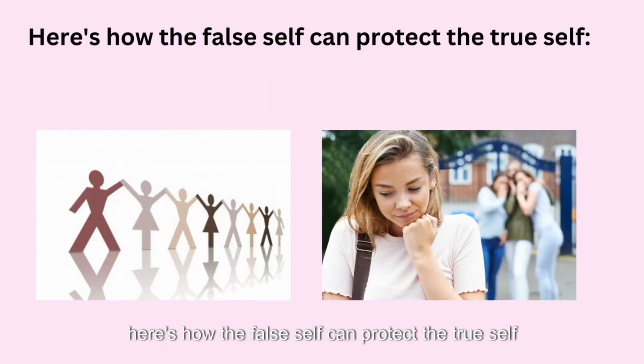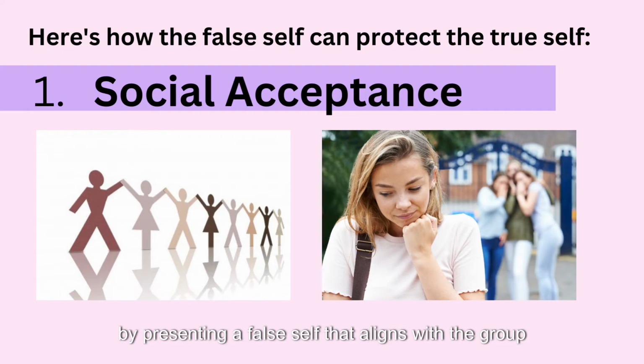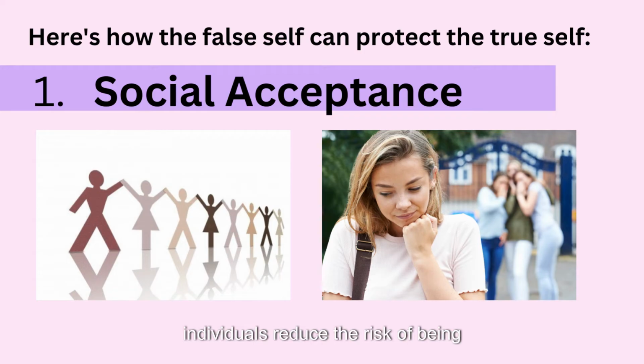Here's how the false self can protect the true self. Social acceptance. In social situations, individuals may create a false self to fit in or conform to societal norms and expectations. This can be a protective measure to avoid rejection or social exclusion. By presenting a false self that aligns with the group or culture they are in, individuals reduce the risk of being ostracized or judged for being different.